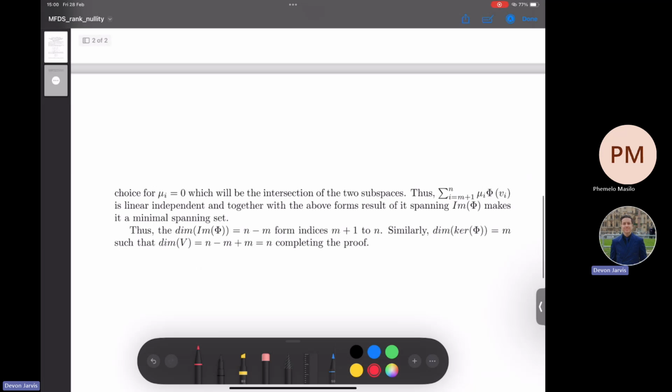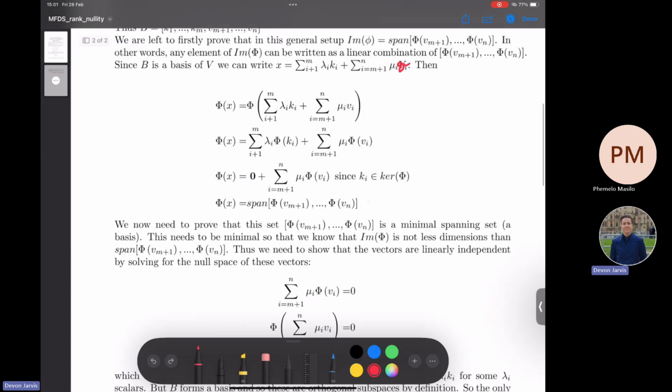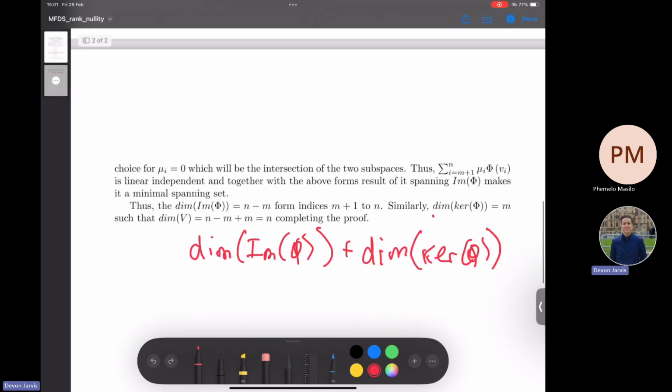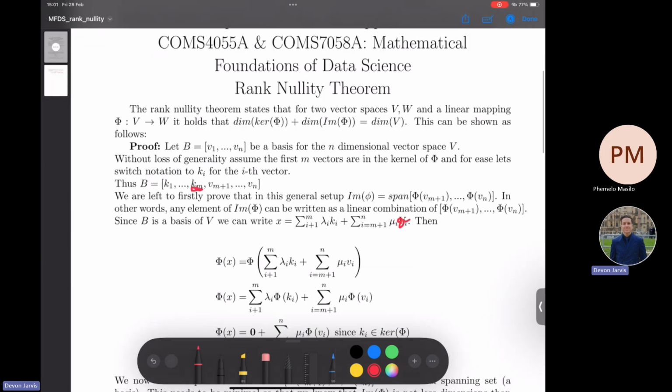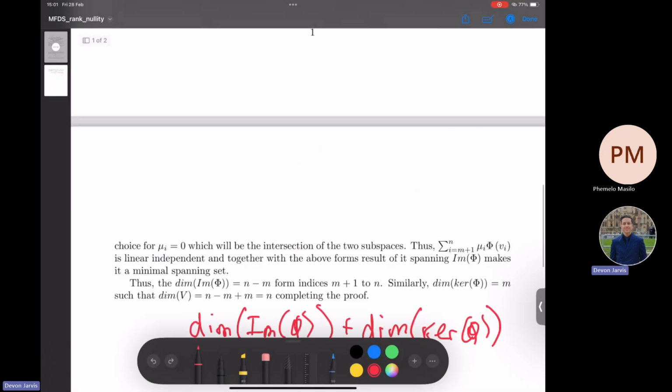Our theorem is saying: what's the dimension of the image of phi plus the dimension of my kernel of phi? I've told you up here that the dimension of my image is n minus m, so it's my m plus 1th index up to my nth index in this set. Then the dimension of my kernel: there's m of them. I told you that, but it's also written up here. But I've also said that they are the first m vectors. So I'm just going to substitute those two numbers in.